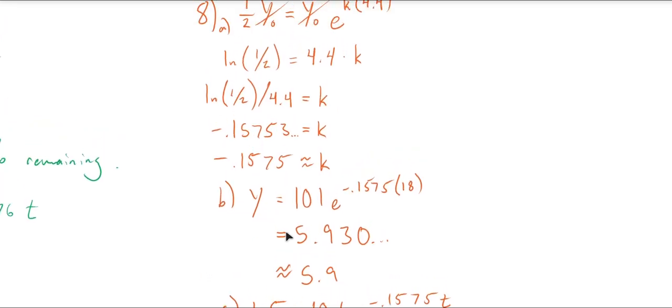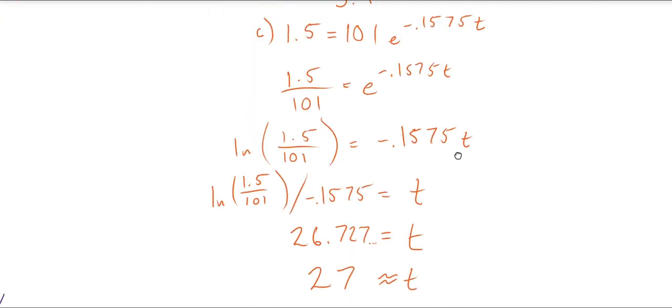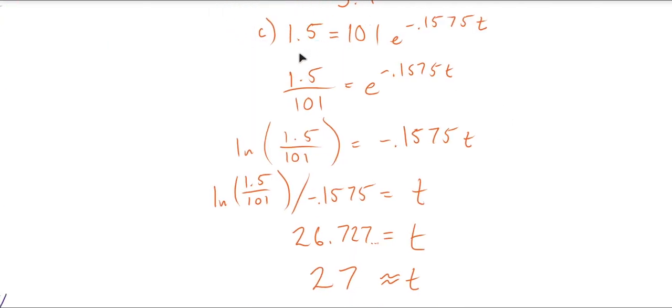Now they want to know how much caffeine will be left after 18 hours. Plugging things in, there's nothing to solve for. These are all constants here. We just evaluate to get about 5.9. Lastly, they ask us how long we'll have to wait before only 1.5 milligrams remains. To solve this for t, we first isolate the exponential, then take ln of both sides, then divide by negative 1.575 to get our time t. Rounding to the nearest whole number, that's 27 hours.